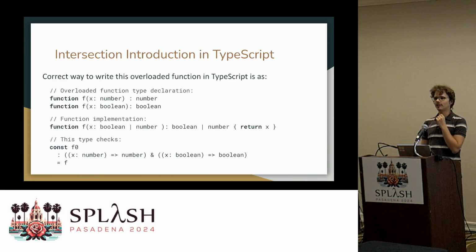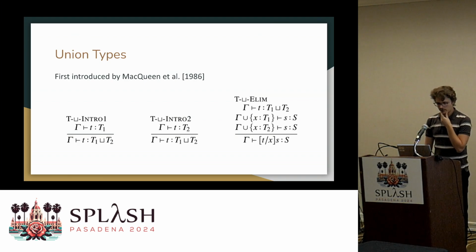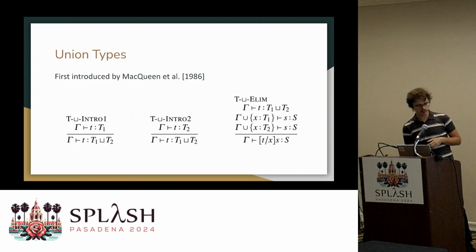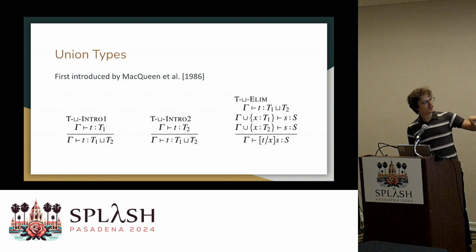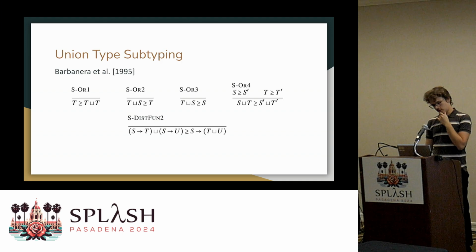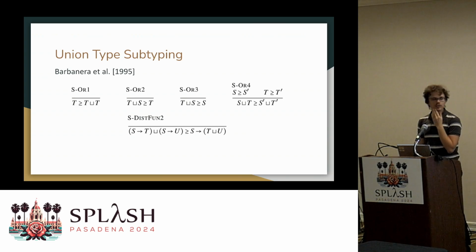Everything clear so far? So that's for intersection. Now for union types, which are introduced a bit later than intersection types, but still a long time ago, you have also union introduction and union elimination. The elimination rule is a bit more complicated. There's no need to go over it. What's interesting to know is that, again, you can derive subtyping from the typing rules using just retyping.